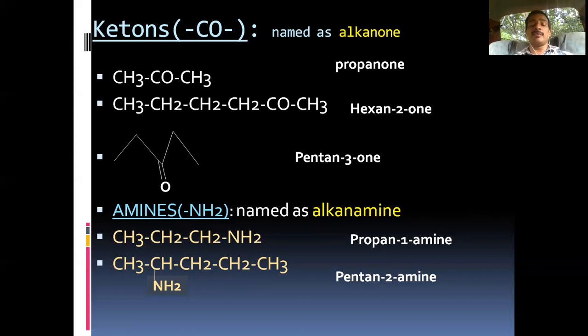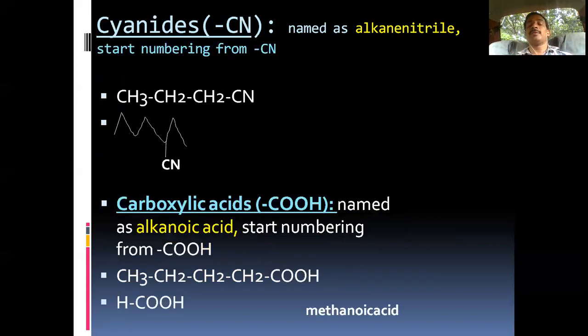So here the CO group and NH2 group are not terminal groups, so we cannot start numbering from the carbon atom carrying CO or NH2 group as 1. But in the case of aldehyde, we can start numbering from the CHO group. Similarly, in the case of cyanides, we can start numbering from CN as number 1. CN is also a terminal group. Cyanides are named as alkane nitrile. We add nitrile to represent a cyanide.